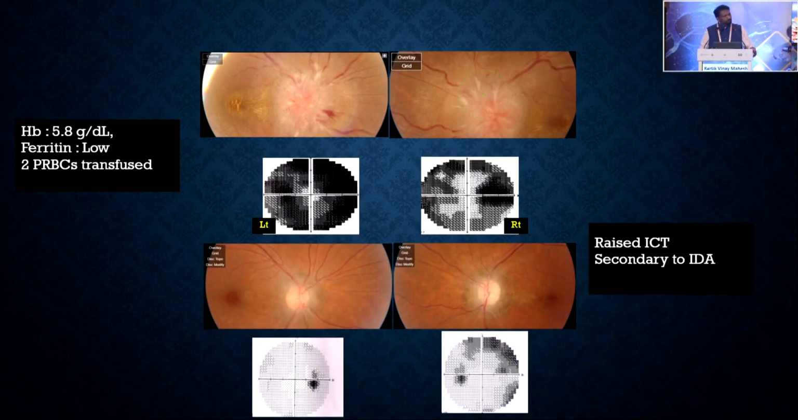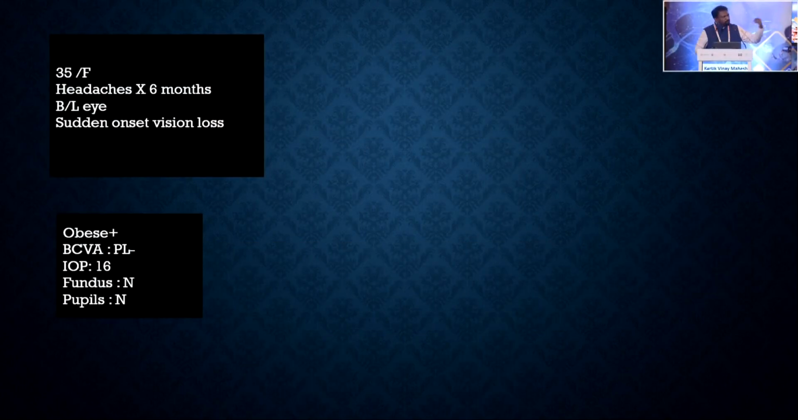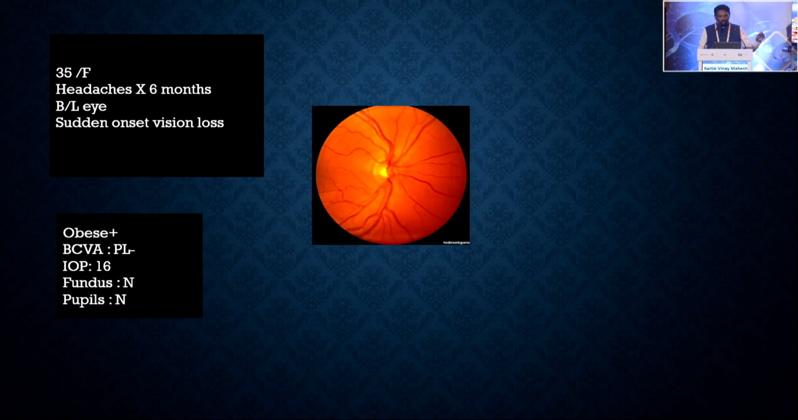Within 2 days, her visual field improved. She was basically raised intracranial pressure, secondary to significant iron deficiency anemia. So the same patient, if this same middle-aged patient comes to you with headaches for 6 months, sudden onset bilateral vision loss, but this time the fundus is normal, pupils are normal.